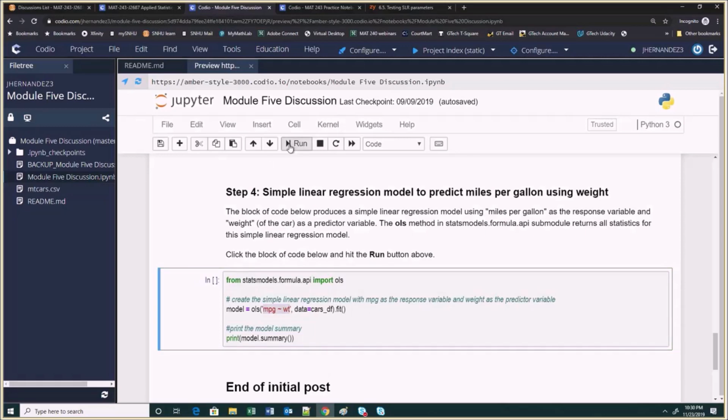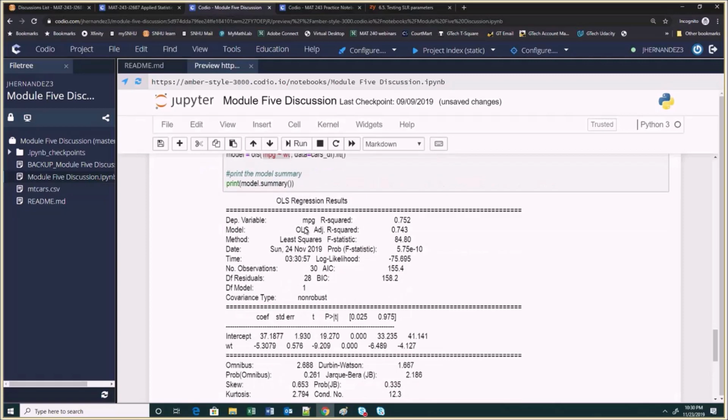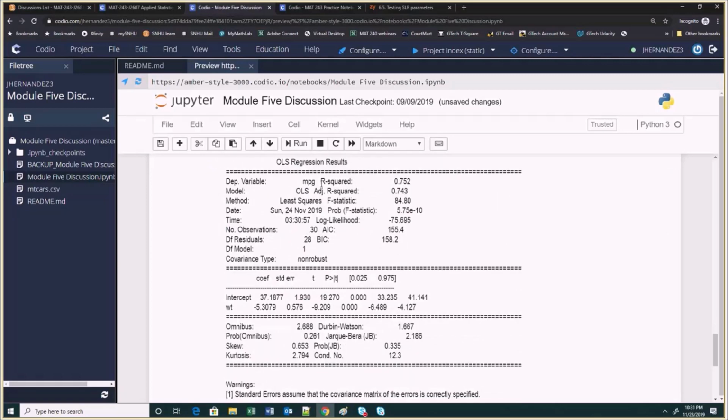So let's run this step. Here's the summary, and you'll notice that this time the R squared is 0.752. That's 75.2%. We note that the F statistic is 84.8, and the probability for F statistic is 5.75 e to the power negative 10. This is the exponent. This is essentially just 0. So the p-value is 0. And when the p-value is 0, we reject the null hypothesis.